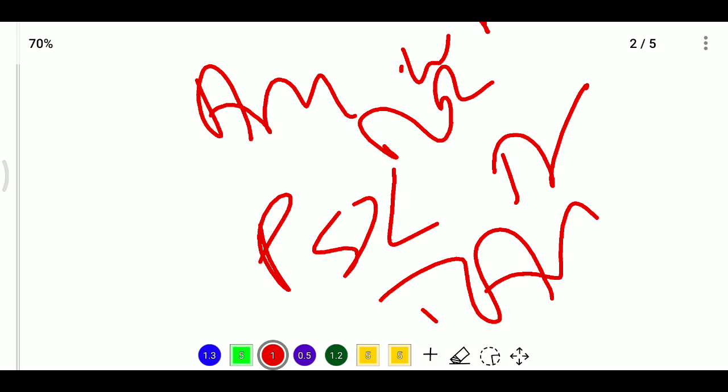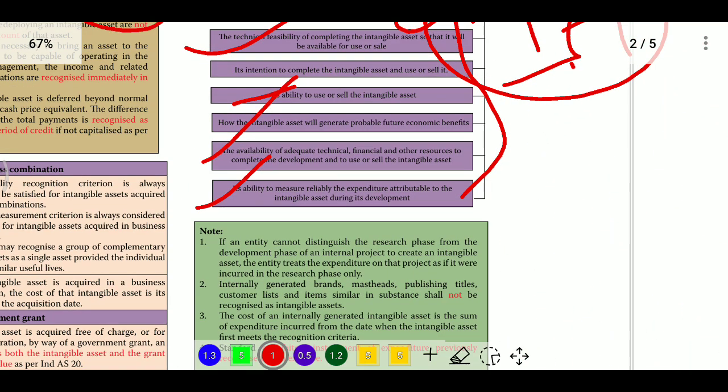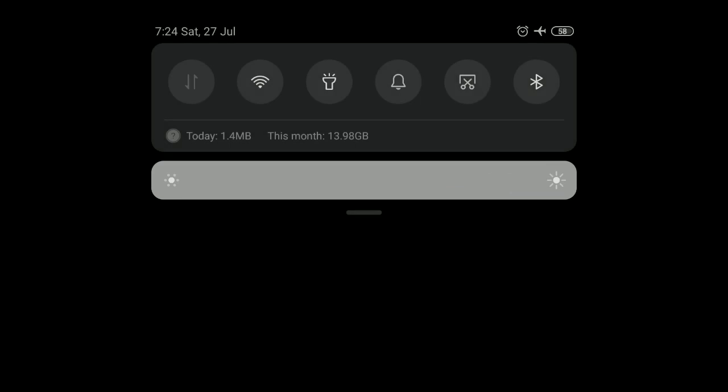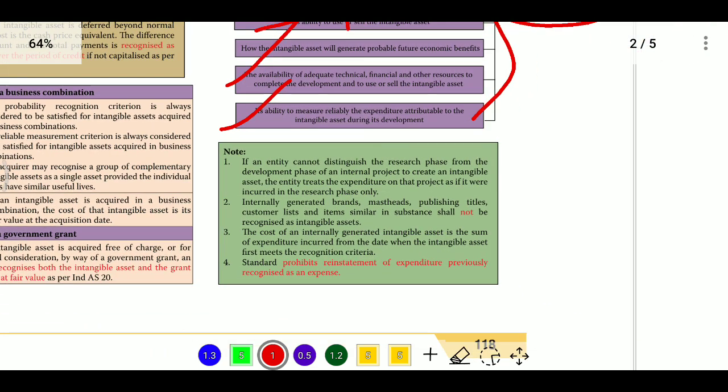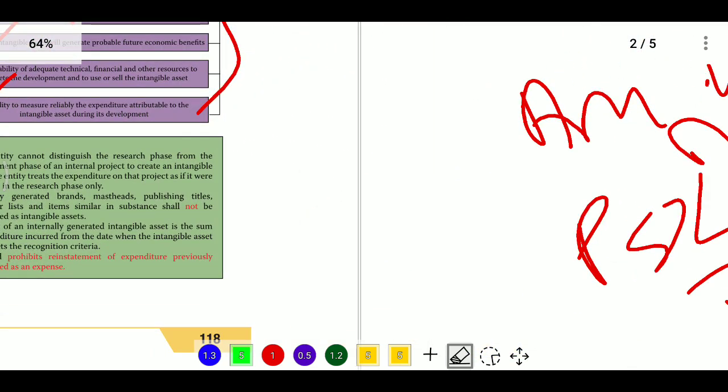Now if the asset is acquired in deferred settlement terms, then we need to recognize it as per Ind AS 16. If an intangible is acquired in exchange of assets, we need to account for it the same as Ind AS 16. And if goodwill is acquired in a business combination, then we need to account for that under Ind AS 103.